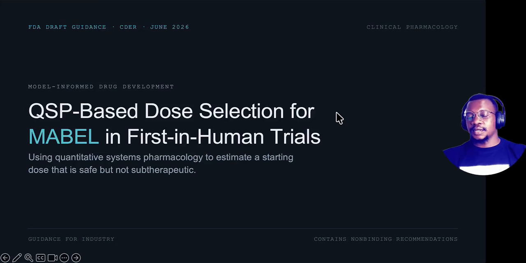I'm Dr. Osebe Clinton. I'll be taking you today through QSP-based dose selection for MABEL in first-in-human trials. This document is from the FDA. It's a draft document to guide on the usage of quantitative systems pharmacology to estimate a starting dose that is safe but not subtherapeutic.